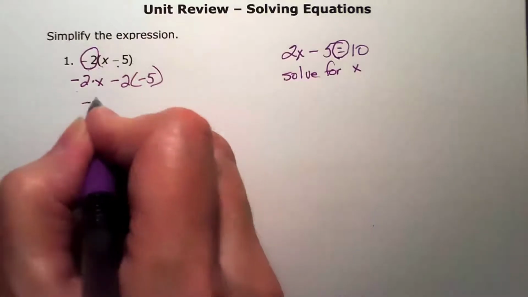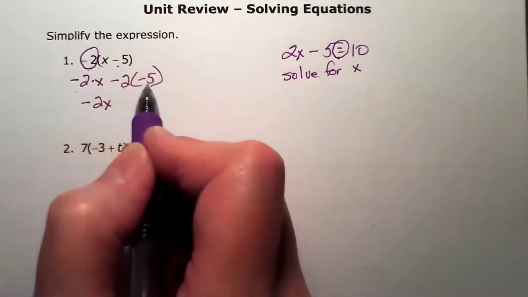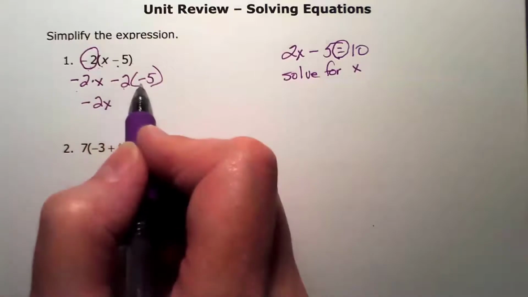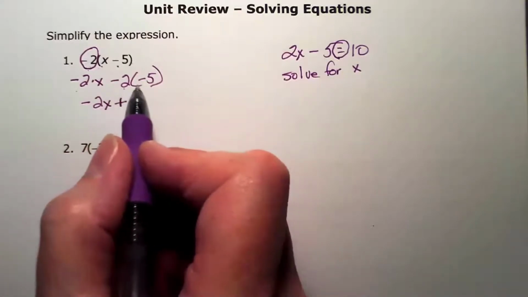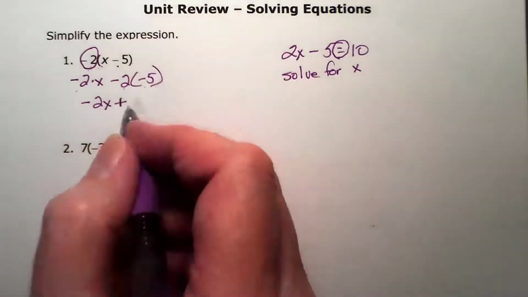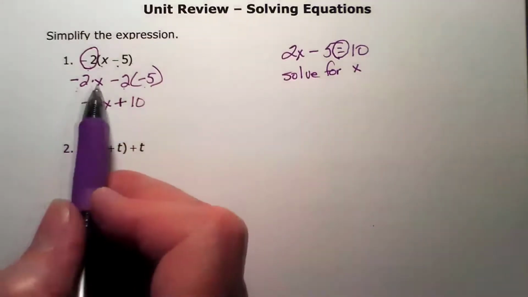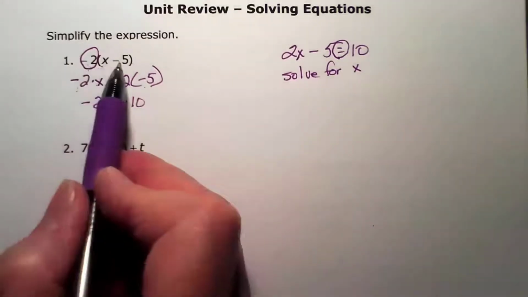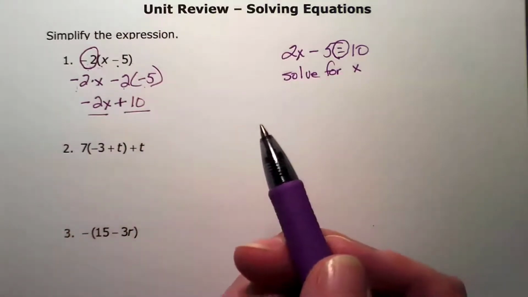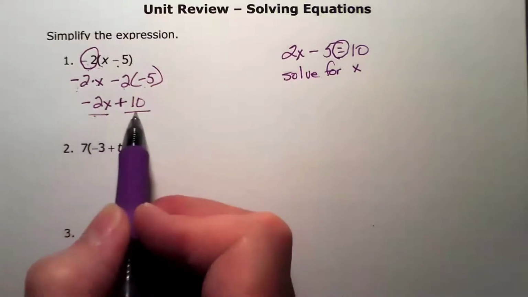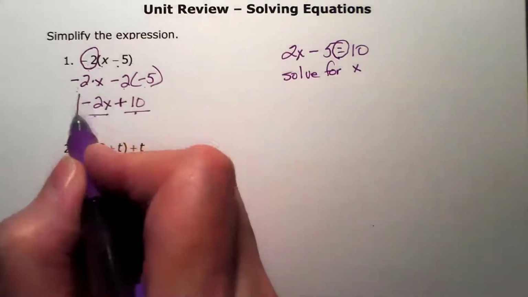-2 times x is -2x. -2 times -5, I have 2 negatives. Some people just know that 2 negatives in multiplication are a positive. Some people figure it out because 2 negatives is even. That means the answer is going to be positive if there's an even number of negatives in a multiplication or division problem. And 2 times 5 is 10. Now, these are not like terms. I cannot combine them. Anything with a variable and a constant cannot be combined. So that's my final answer.